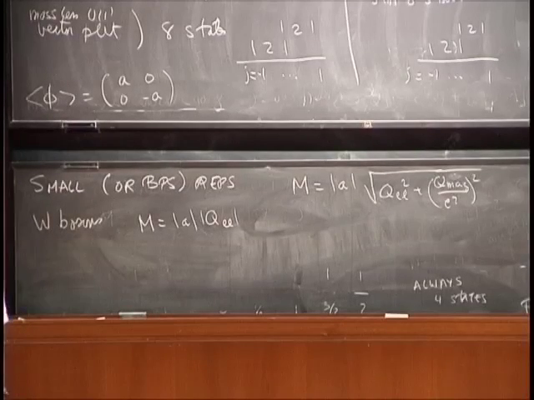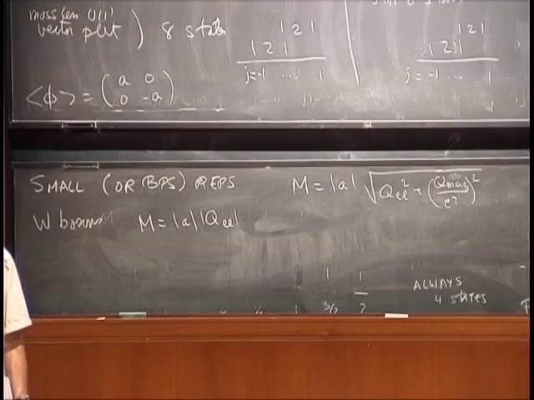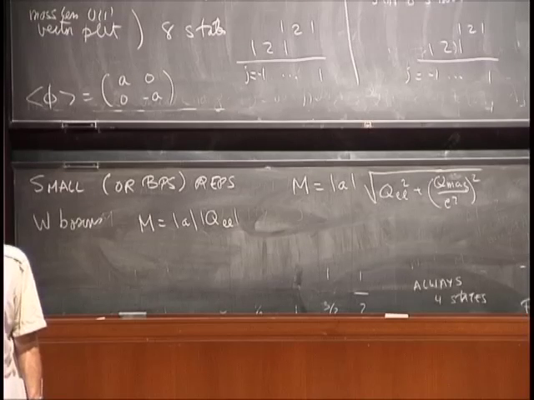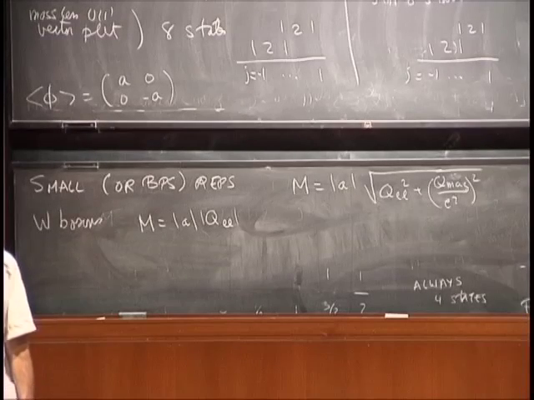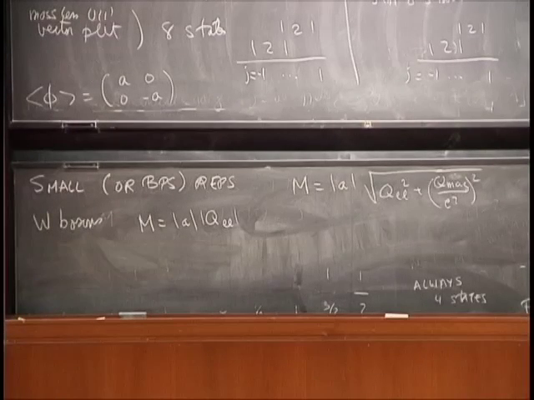Any other questions? Yes? What do we get on the right-hand side for the unbroken theory? We get on the right-hand side 0. And that's the right answer because in the unbroken theory, the W boson is massless. Any other questions?